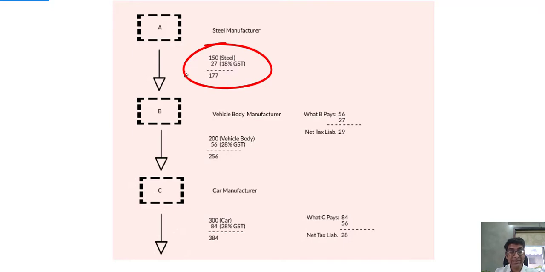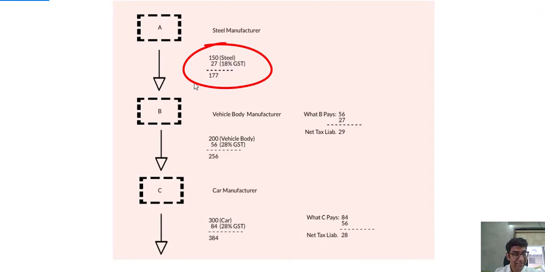Again, remember, just like the pencil, where we had gone to the supermarket and paid 2 rupees in addition to 10 rupees, and the bill was 12 rupees. Similarly, here B would have to pay 150 rupees for the steel, as you can see here, and 27 rupees as tax. So totally B would pay a sum of 177 rupees for the steel.